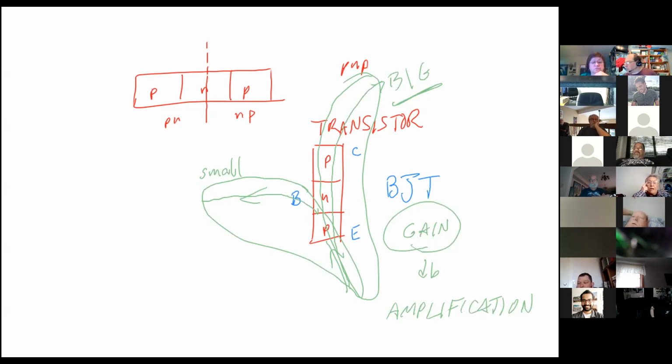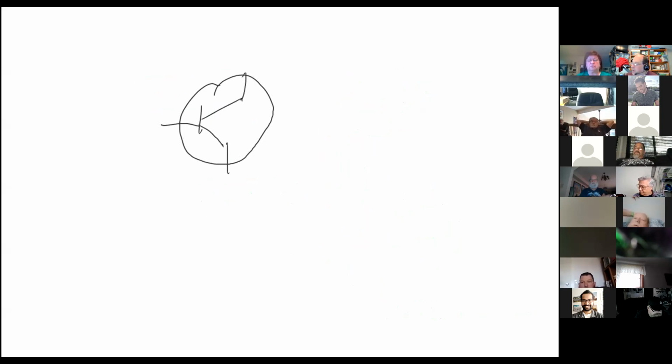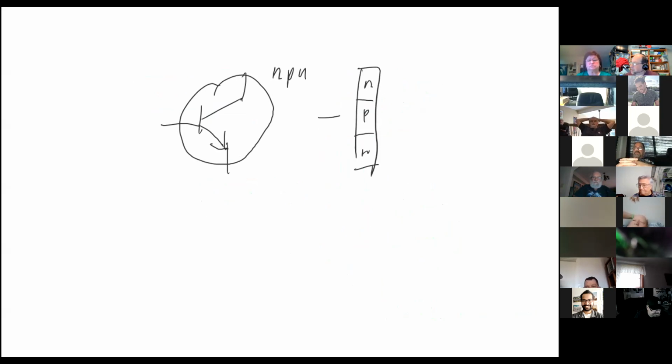Okay, three layers of semiconductor material. So I can draw it like this. This is the common way to draw a transistor. It's going to have an arrow, kind of like the diode did. This is known as an NPN, because if I were to draw the semiconductor material, it would be NPN. Because we have PN, the current flow would be this way. And then we'd get a really big current flow this way.